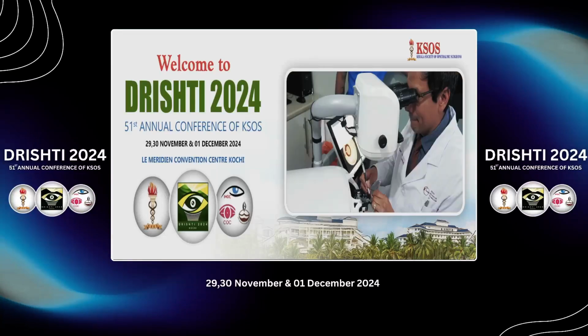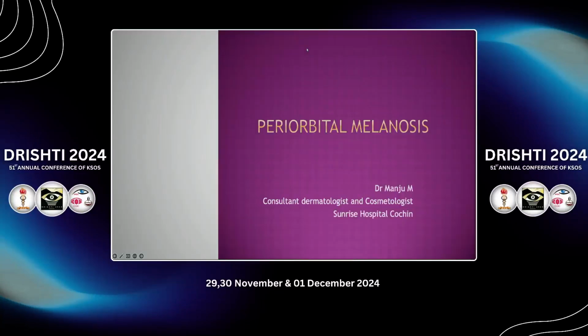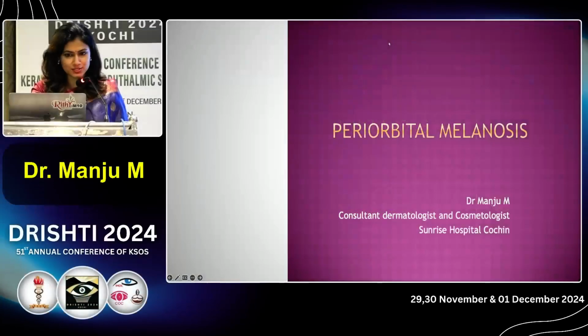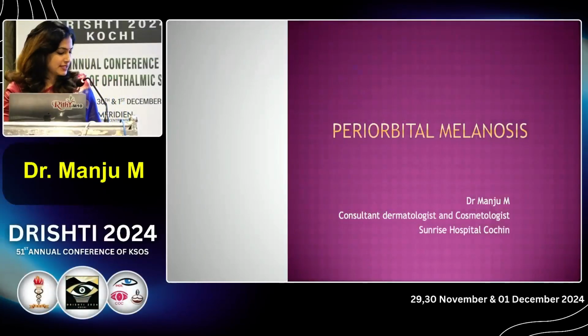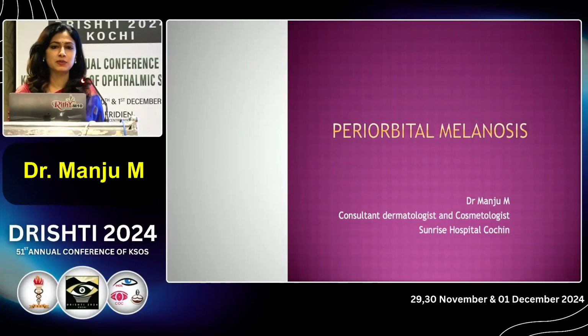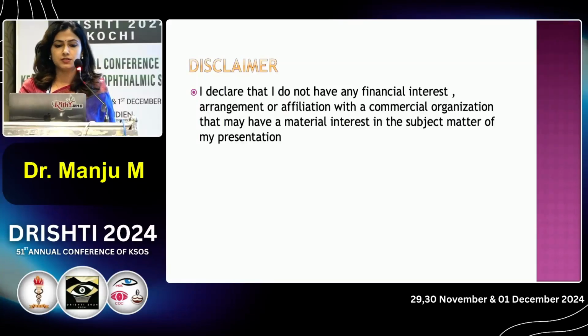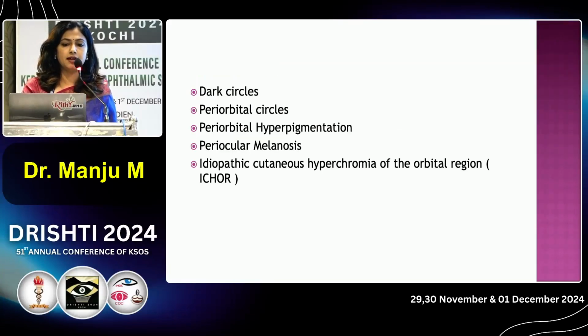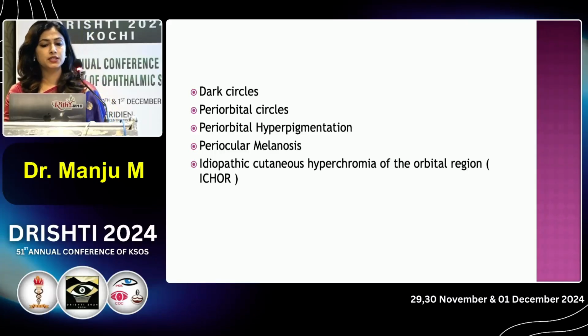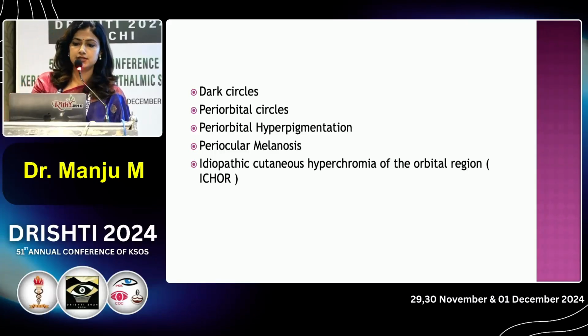Good morning, everyone. I thank Dr. Shebin and the Drishti organizers for giving me this opportunity. The topic assigned to me is dark circles or periorbital melanosis. So this is the disclaimer. Periorbital melanosis is also known as dark circles, periorbital hyperpigmentation, periocular melanosis, and idiopathic cutaneous hyperchromia of the orbital region.